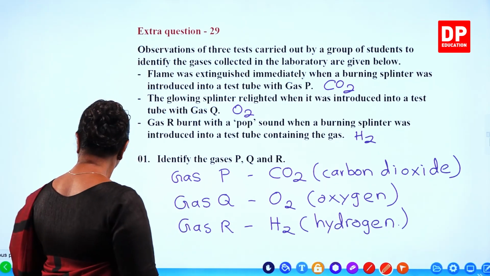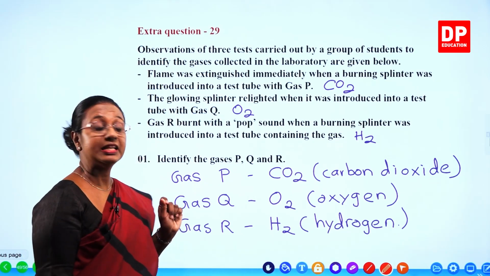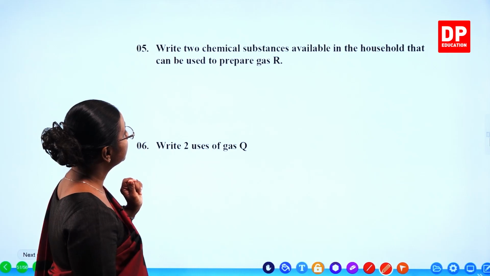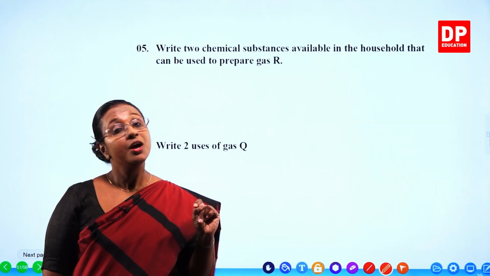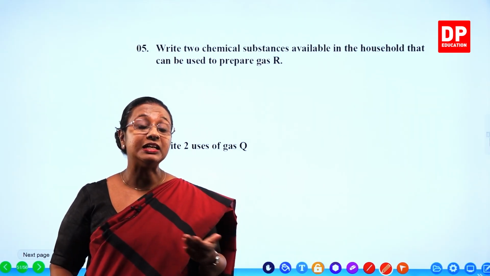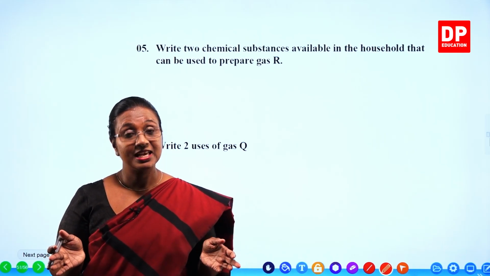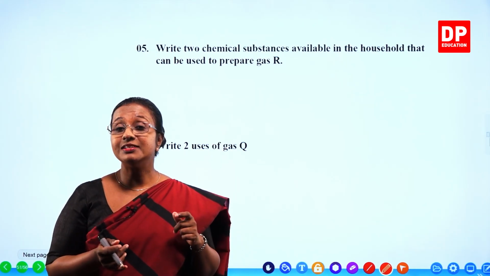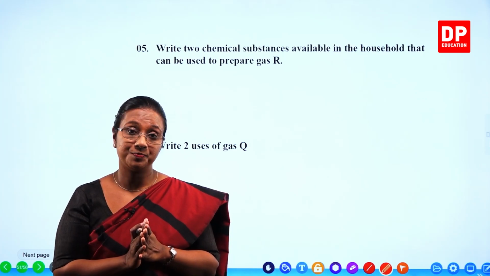So we need to write 2 substances that can be used to prepare hydrogen in the household. Write 2 chemical substances available in the household that can be used to prepare gas R. What are they? Can you think of something? Usually when a metal reacts with dilute acid, we get hydrogen gas. There was a question earlier also where you have to fill hydrogen balloons in the household. So what can you use there?